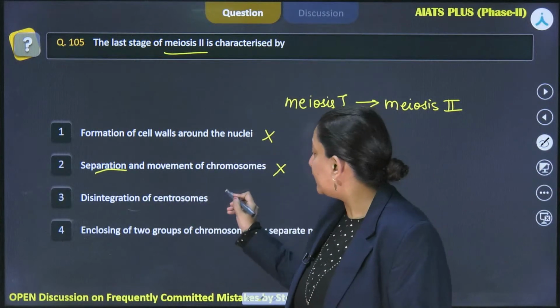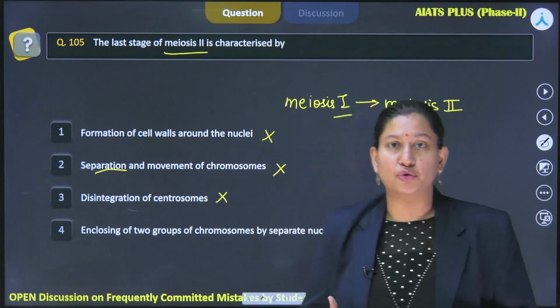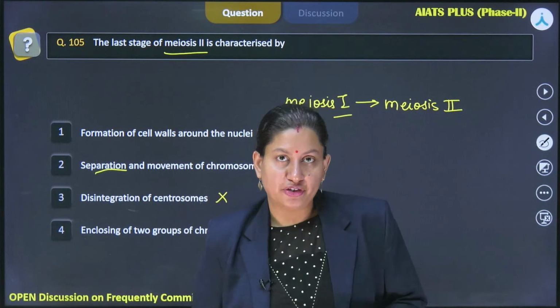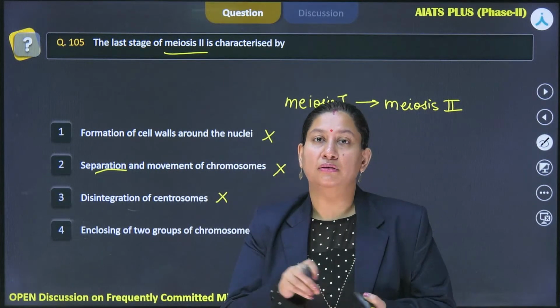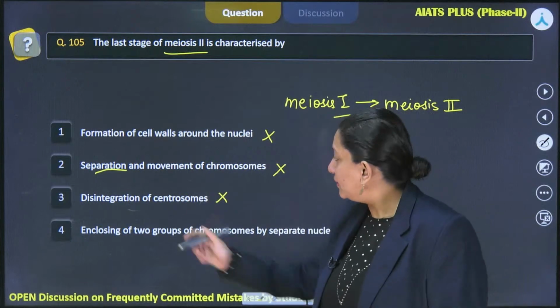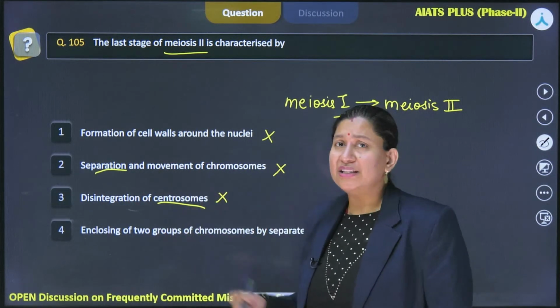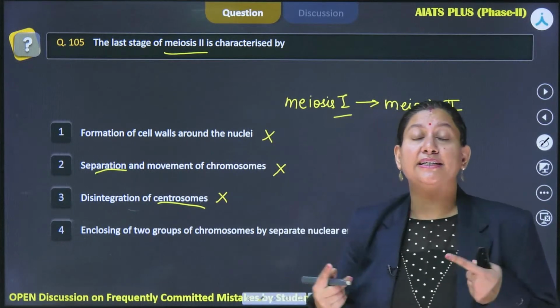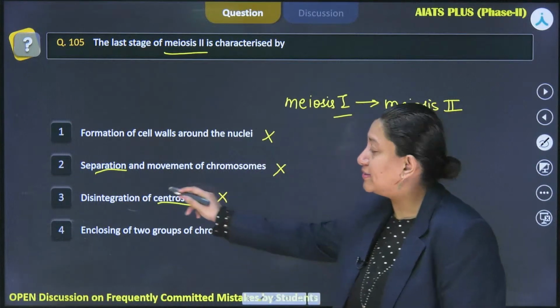Over there, disintegration of the centrosome is not going to take place. Why? Because the centrosome is a structure made up of centrioles. It's already going to be present during the life of the cell. As long as the cell exists, it is going to have the centrosomes in it. So there will be no disintegration. There will be disintegration of the mitotic apparatus, not the centrosome as such, because this is an organelle.